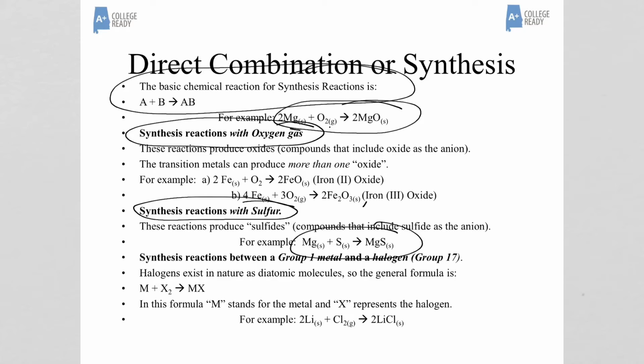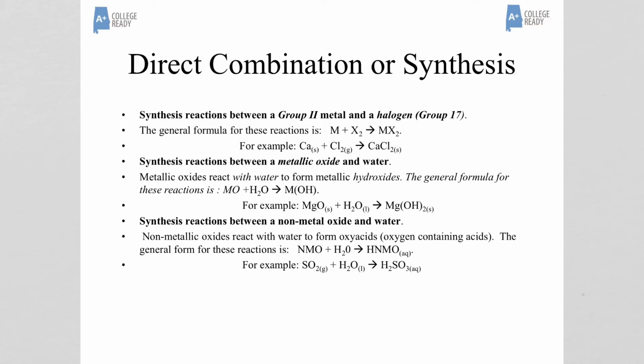There are synthesis reactions with group 1 metals and halogens. For example, we might react lithium and chlorine gas to make lithium chloride. You could do the same with a group 2 metal and a halogen, calcium plus chlorine to make calcium chloride. This one's a little tricky.